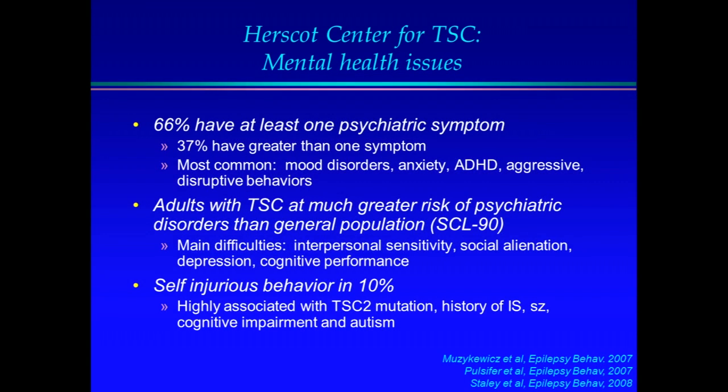And then a big focus we've had over the past 10 years now, because honestly, when I moved to Mass General, in addition to taking care of children with TS, I started taking care of adults with TS, was when I really became respectful of the incredible impact of TAND, or the mental health issues. And so we've looked at this in several different ways. Looking at our whole patient population, 66% had one psychiatric symptom. Over a third have more than one symptom. And the most common we see are mood disorders, anxiety, ADHD, aggressiveness, and disruptive behaviors.